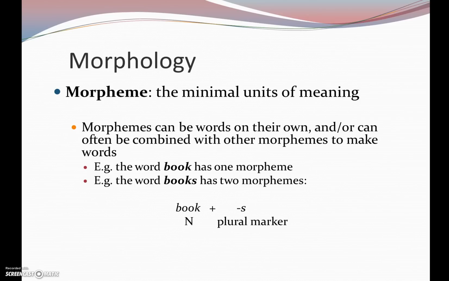That just consists of the one morpheme and it means something. All right, we can talk about what a book is and so on. But we can also talk about books with an S on the end, right? So books consists of two morphemes. We have the noun book, and then we have this S on the end that signifies the fact that we're talking about more than one book.